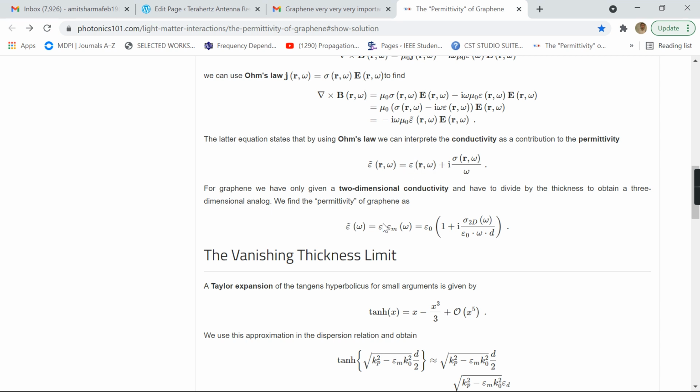omega, they are taking it as epsilon 0, or one can say they are considering it as 1. Actually the epsilon r omega is being divided or written as epsilon 0, and if we take it common from here, we get this expression: epsilon omega equals epsilon 0 times 1 plus i sigma 2d divided by epsilon 0 omega d. So this is the relation or the expression of the permittivity of graphene.